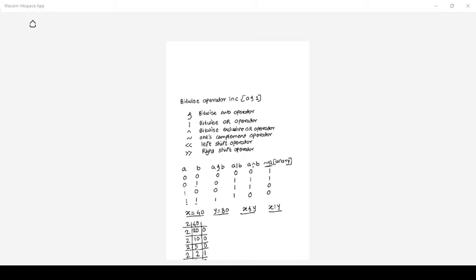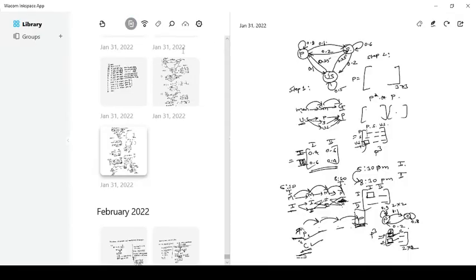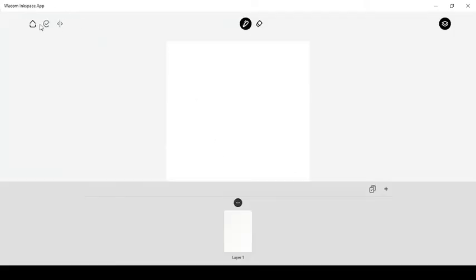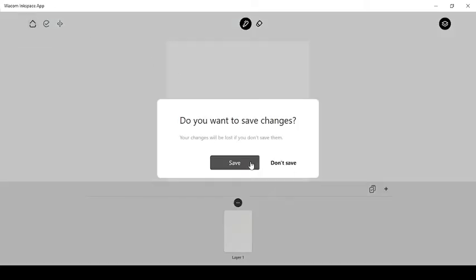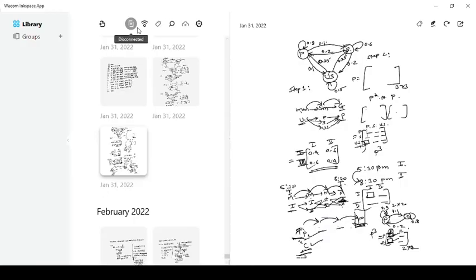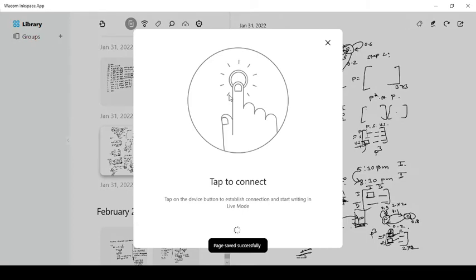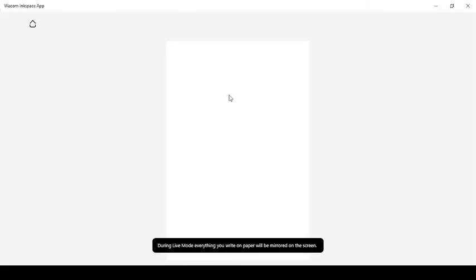Okay, so let me move the page. Just a minute.